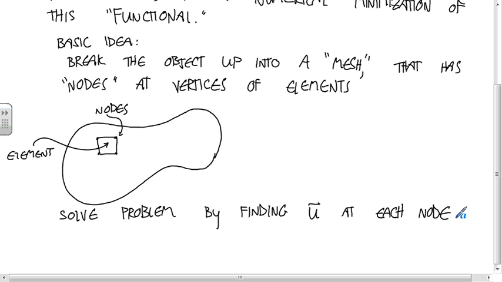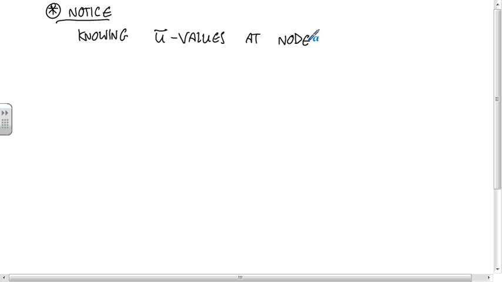One little thing that's worth keeping in mind: knowing the displacement values, the U values, at the nodes isn't enough to define the functional value. It isn't enough to define the potential energy in this case.